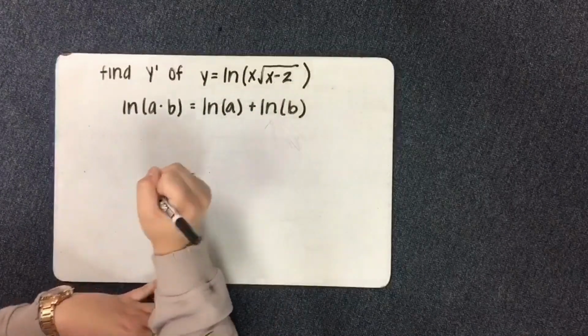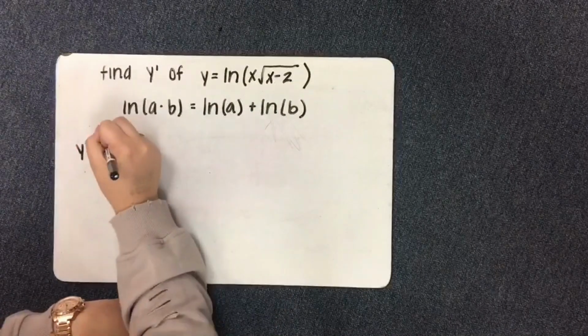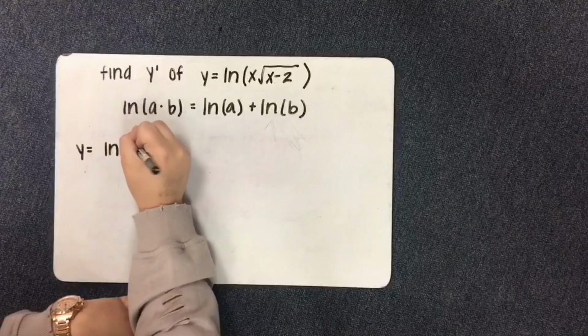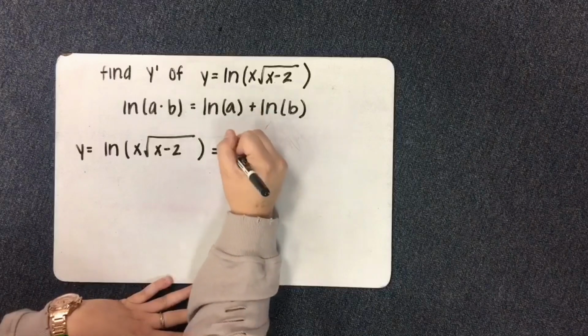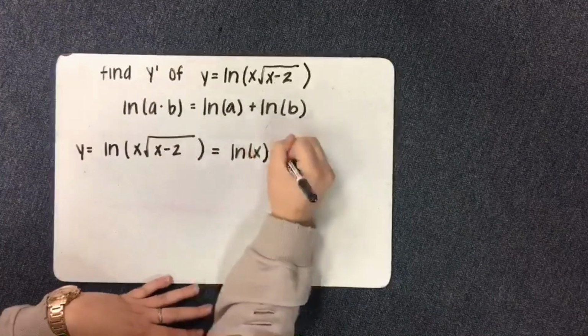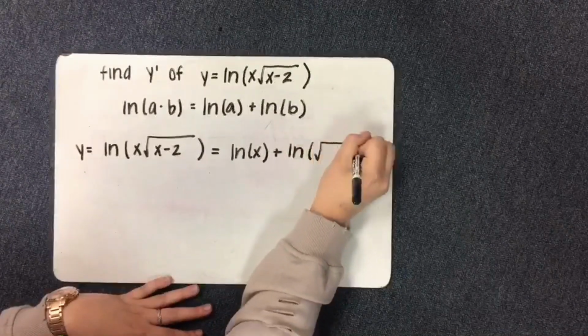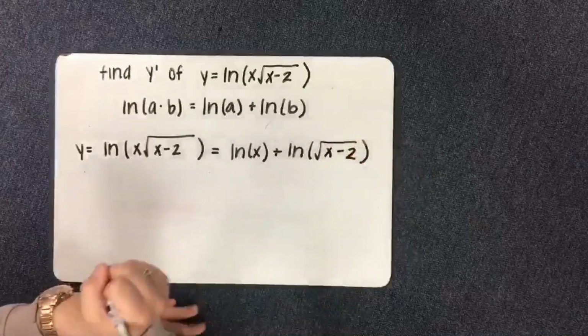Due to one of the logarithmic properties, ln of a times b equaling ln of a plus ln of b, we can make ln of x times the square root of x minus 2 equal ln of x plus ln of the square root of x minus 2.